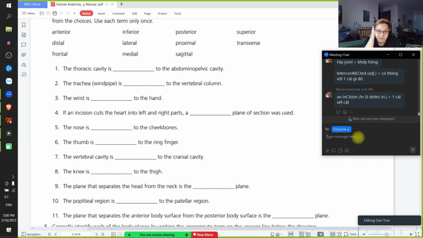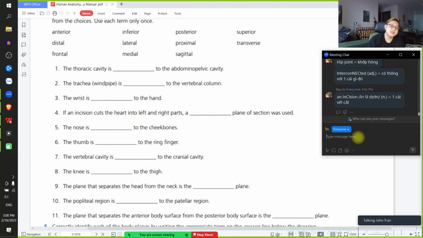Number 7. The vertebral cavity. Khoang xương sống thì là gì so với khoang xương sọ? The vertebral cavity is something to the cranial cavity. Mình có thể nói là nằm dưới cũng được. Yeah, you can say it's inferior. Or but the word now it can be proximal because it's right next to each other, right? Nó ở ngay cạnh nhau luôn á. Có thể là nằm dưới hoặc là nằm cạnh. Yeah, proximal. I think proximal or inferior. You can say that. Yeah, okay.